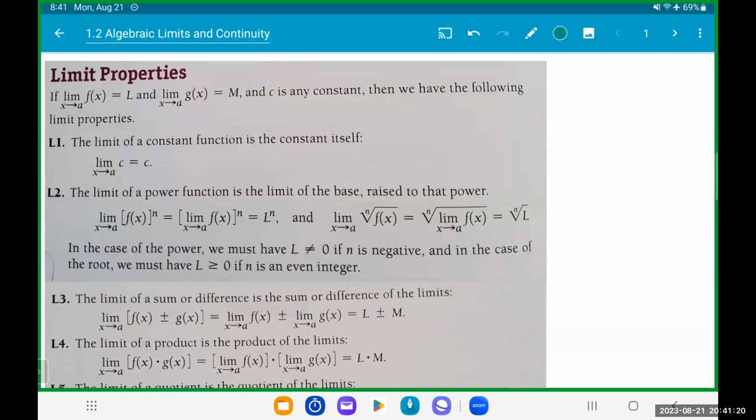We're not going to cover each and every one of them specifically down this list, but we will look at them as we are working through problems. I'll say, hey, this is from L1, which is the limit of a constant. Basically, the limit of a constant is that constant, and so on. Then we'll see how those work out in practice.